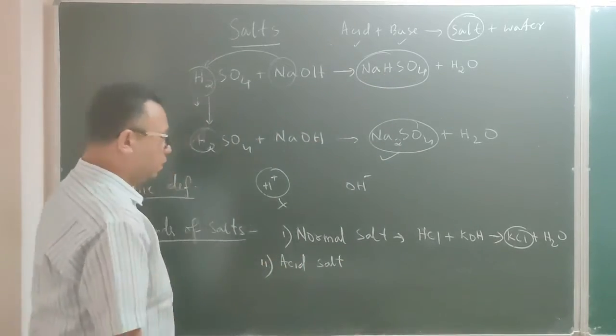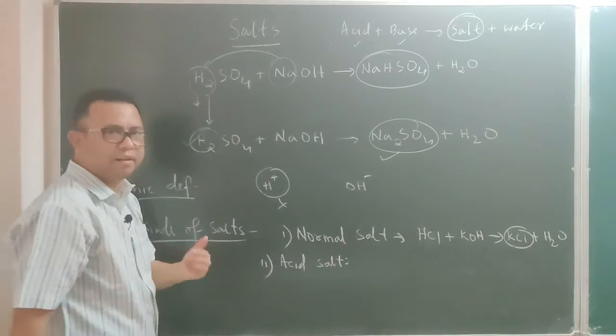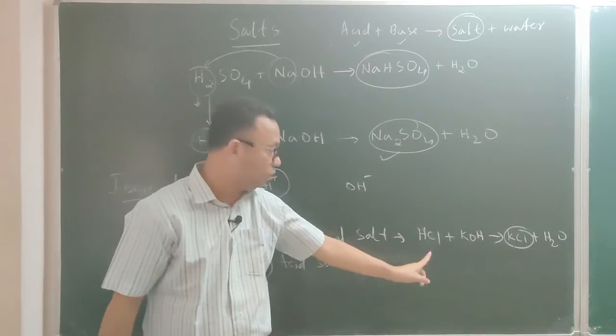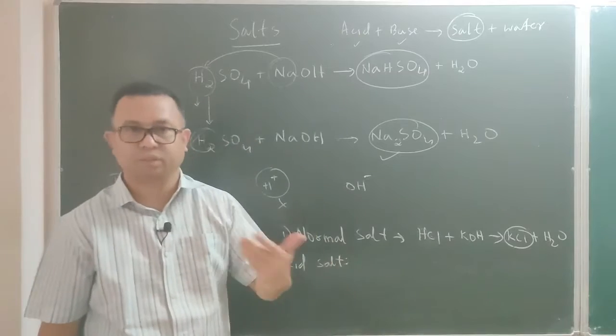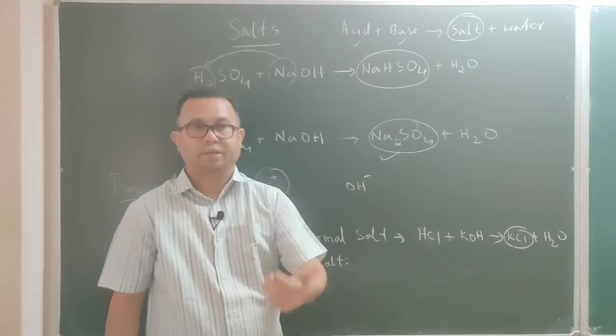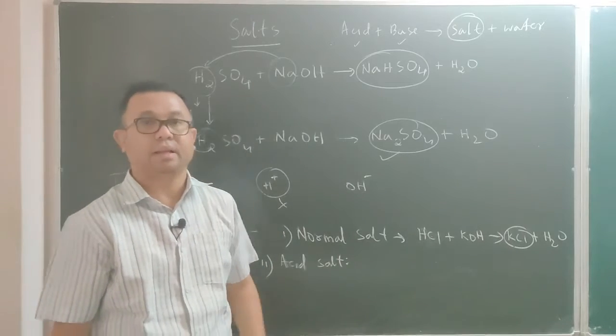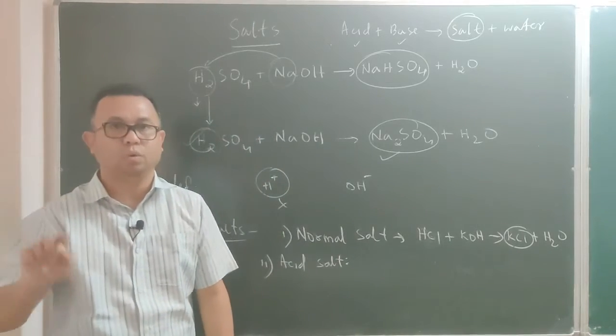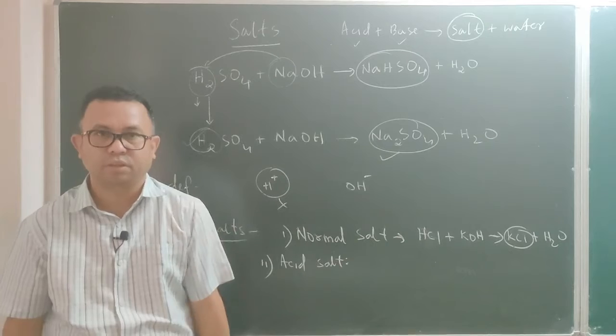Now here let's see one example. I cannot give you nitric acid because nitric acid also has only 1 hydrogen, so that will be replaced, meaning it becomes a normal salt. I cannot say HCl because that also has only 1 hydrogen. But yes, I can give sulfuric acid, I can give carbonic acid where the hydrogen number is 2, or I may give phosphoric acid where the hydrogen number is 3.